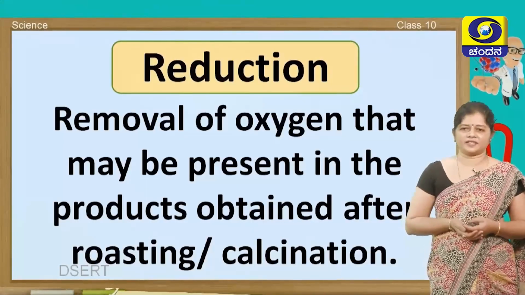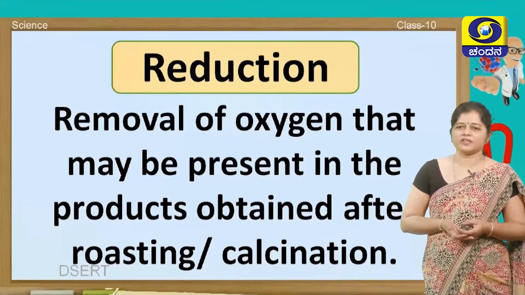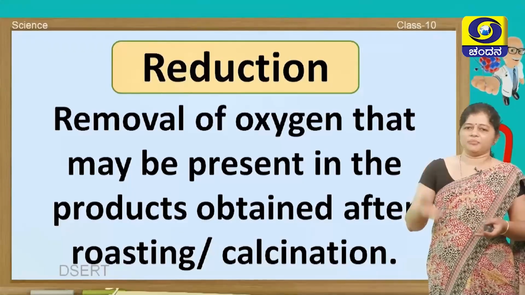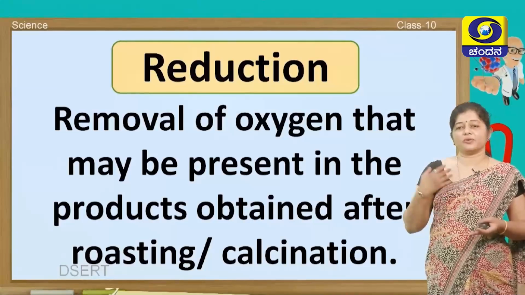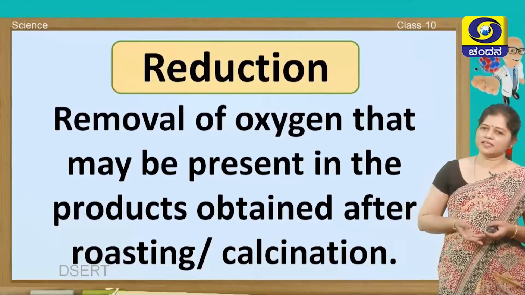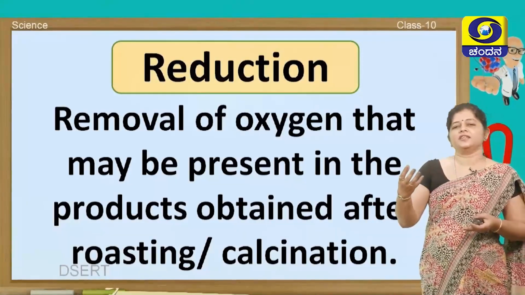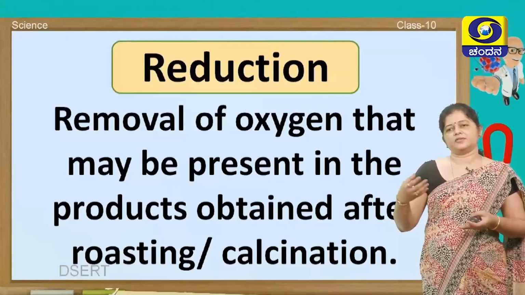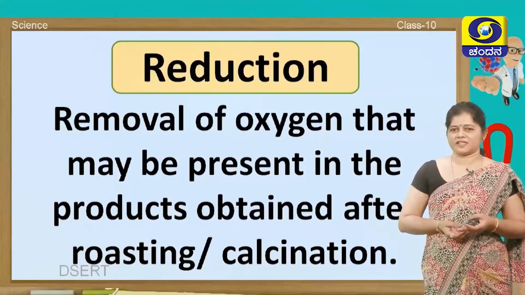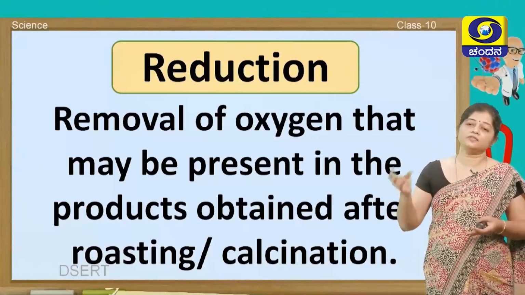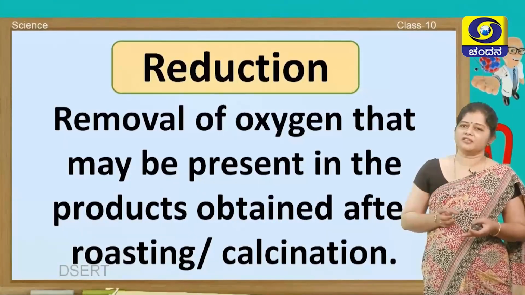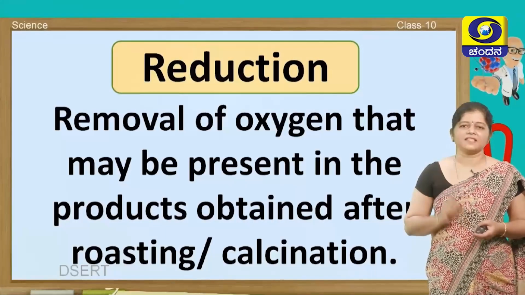And reduction. Reduction is the removal of the oxygen that may be present in the products obtained after roasting or calcination. During roasting or calcination, we actually convert the ore, the metal, into its oxide. So, now you have to remove the oxygen to get the metal. That process is called reduction.